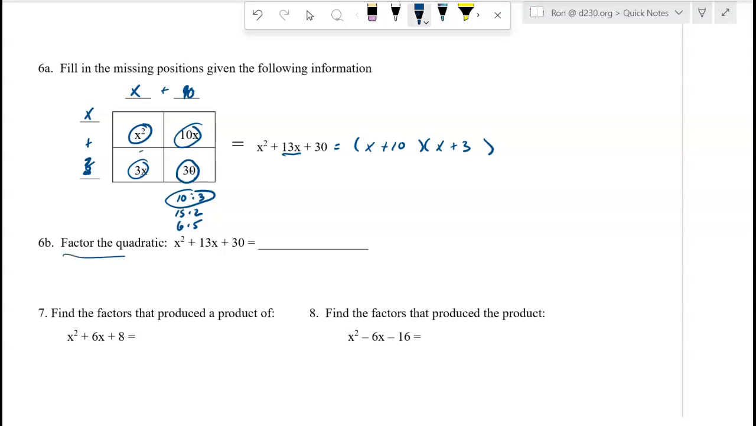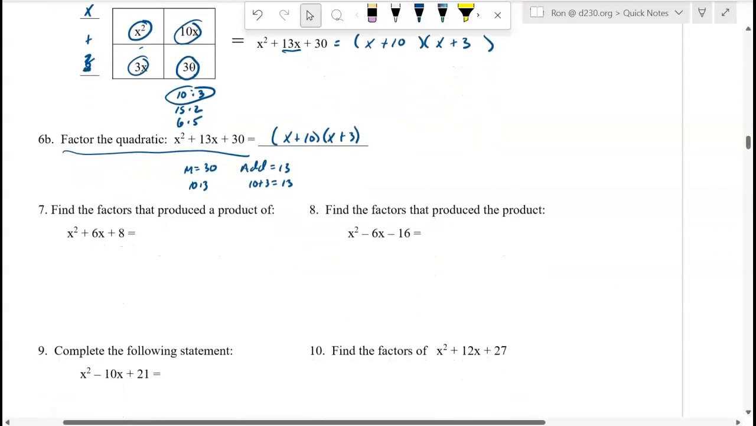So to factor this quadratic, we basically find the numbers that multiply to 30 and add to 13. In this case, it's 10 times 3, because 10 plus 3 gives us 13. So now, (x + 10)(x + 3) is what we get.